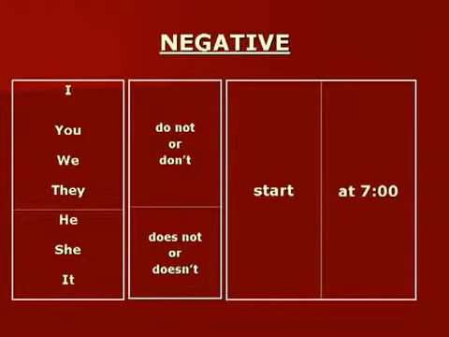In the negative form, we use the auxiliary do or does plus the particle not. Example: They do not start at 7 o'clock, or they don't start at 7 o'clock. She does not start at 7 o'clock, or she doesn't start at 7 o'clock.